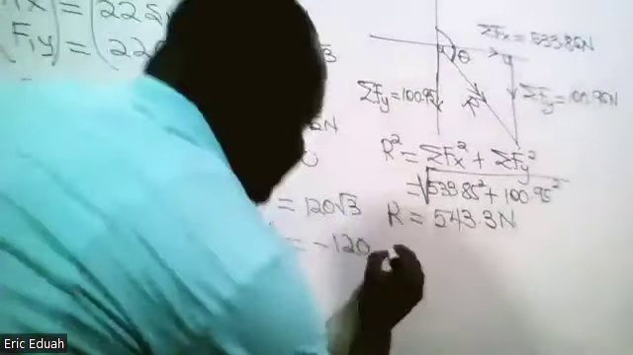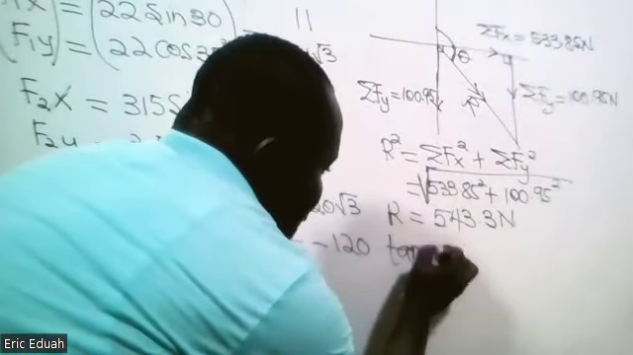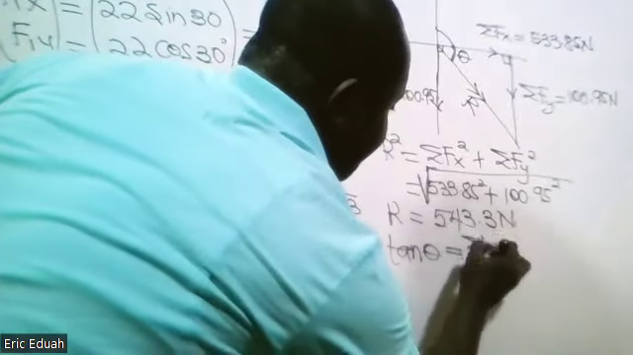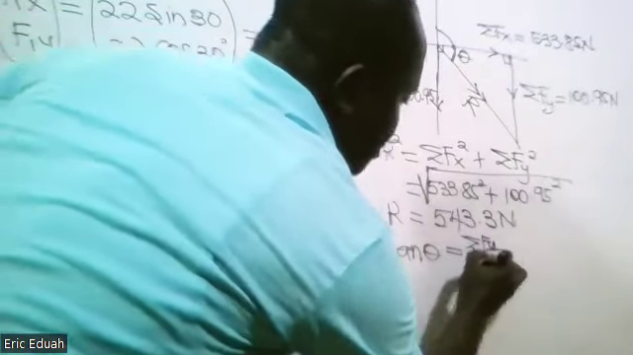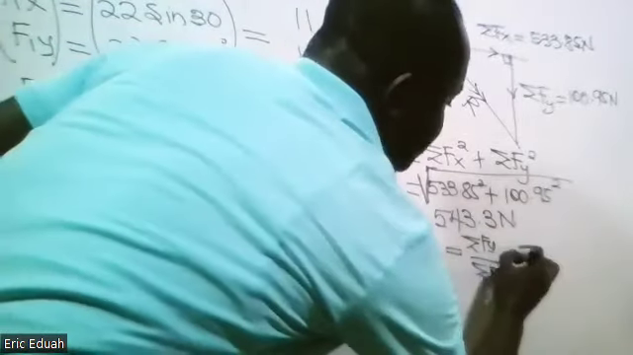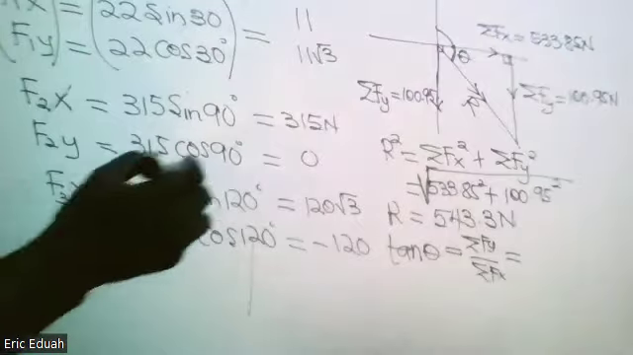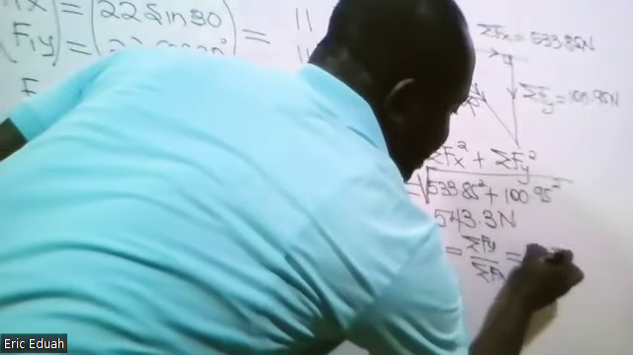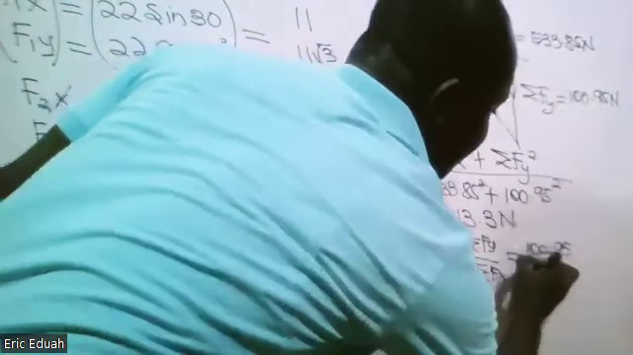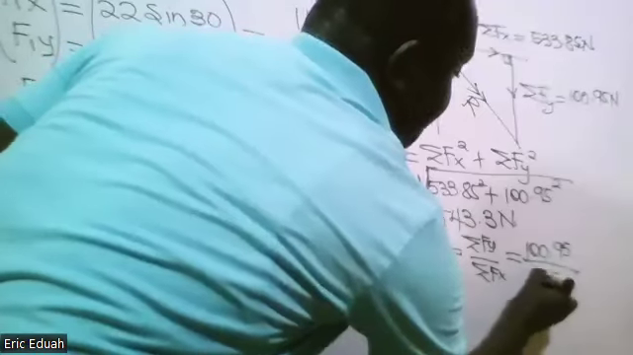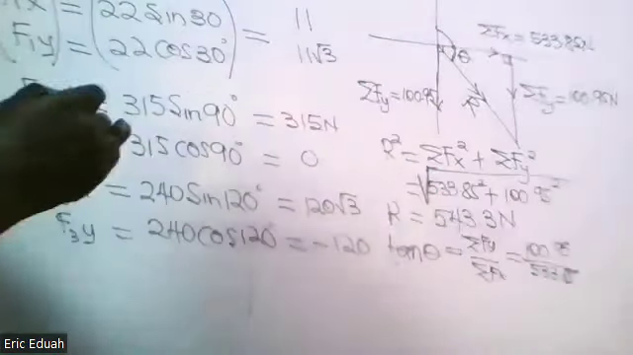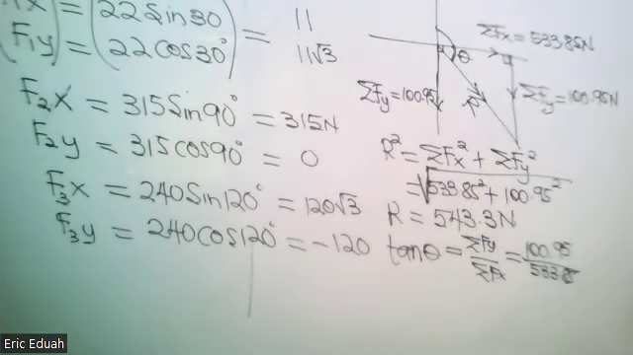Okay, so tan of theta is equal to summation f of y over summation f of x. And some of you could attest to the fact that a lot of you had it difficult when you brought the negative. Divided by 533.85. So that is also calculator's work.